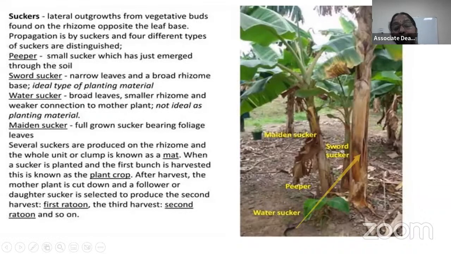And several suckers are produced on the rhizome, and the whole unit or clump is generally known as the mat. And when a sucker is planted and the first bunch is harvested, it is known as the plant crop. After the first harvest of this plant crop is over, the mother plant is cut down and a follower or daughter sucker is selected. Generally, a sword sucker is selected to produce the second harvest. That is known as the first ratoon. And also sometimes, under favorable conditions with good nutrient and management, even the third harvest gives a good crop, which is known as the second ratoon. Like that, the terminology is used to mention these ratoons.